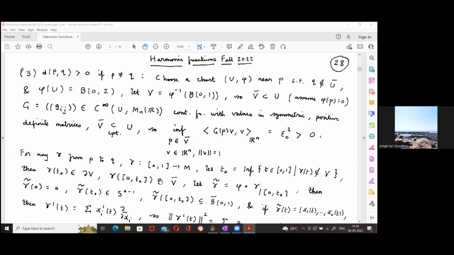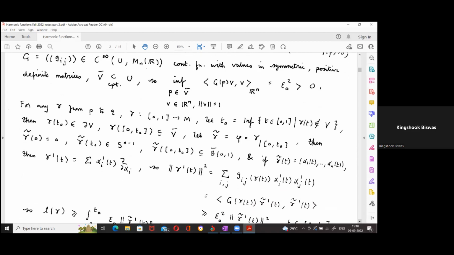Okay. So now look, let gamma tilde be the image of this curve gamma under the chart phi. So gamma tilde is a curve in Rn. Then gamma tilde of 0 is equal to 0 because phi of p is 0. And gamma tilde of T naught belongs to S^(n-1), because boundary V maps to S^(n-1) under my chart phi.